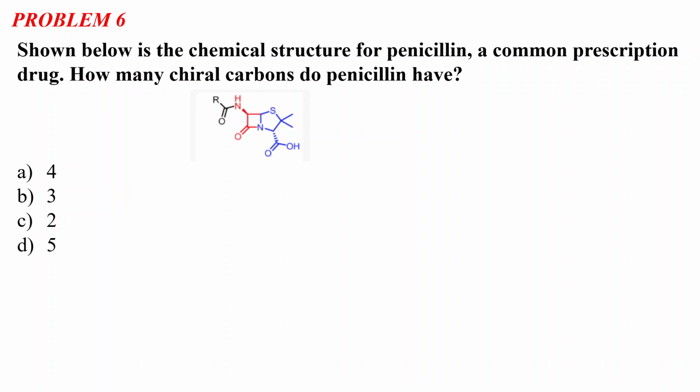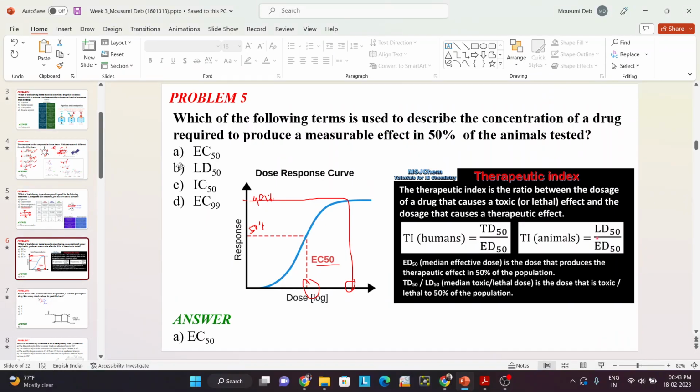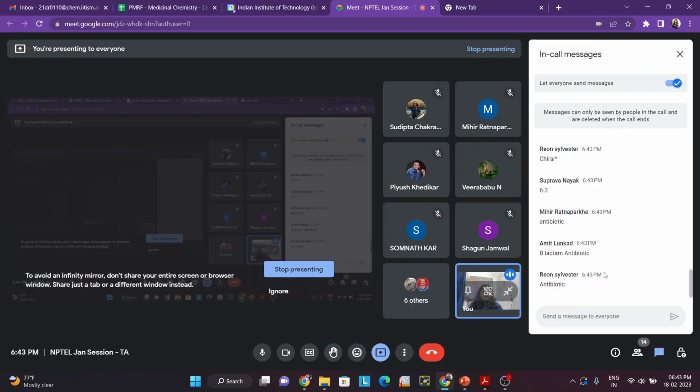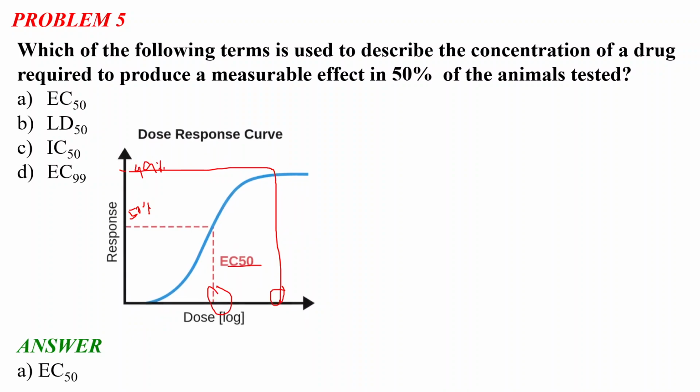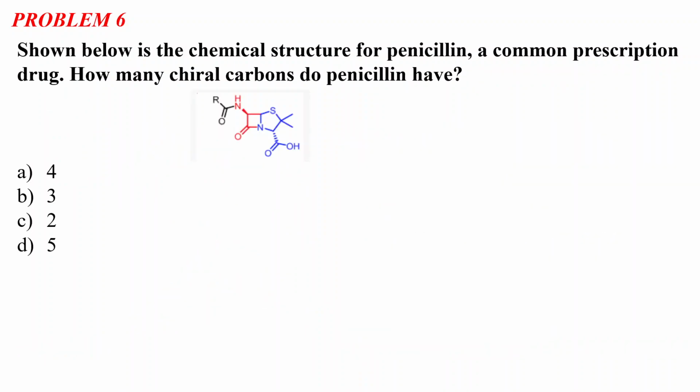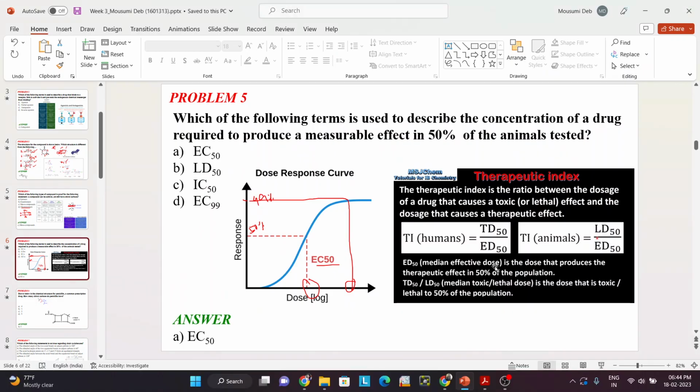Does anybody know which category of drug penicillin falls into? Yes, it is an antibiotic, a beta-lactam antibiotic. Very good. Now find out how many chiral carbons there are in penicillin. Look at the molecule very carefully and then answer. We have only one answer. I want others also to answer this question. So how many chiral carbons are there?